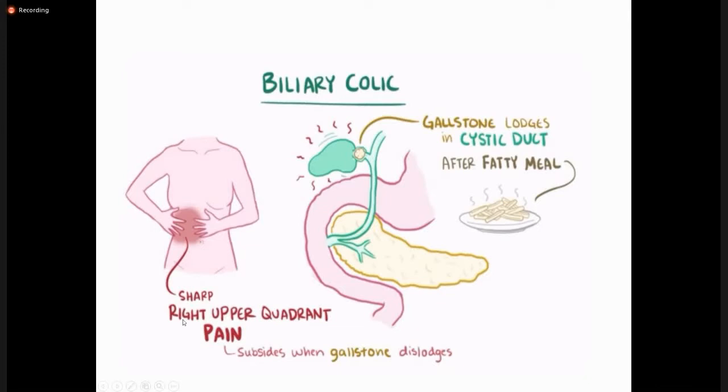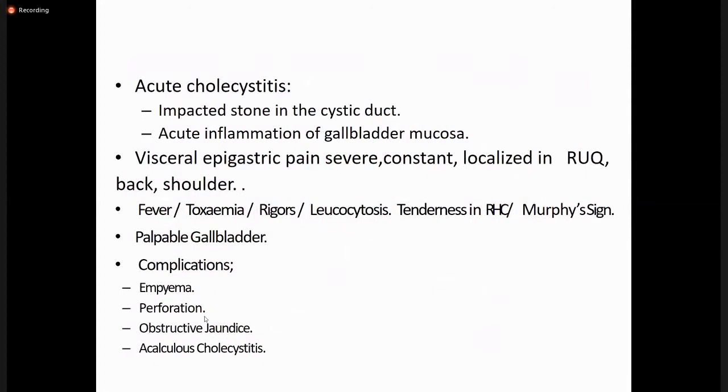So there may be a sharp right upper quadrant pain, which may subside when the gallstone dislodges and falls either back into the gallbladder or into the biliary system. So what is acute cholecystitis? When the stone is impacted in the cystic duct, there is acute inflammation of the gallbladder mucosa.